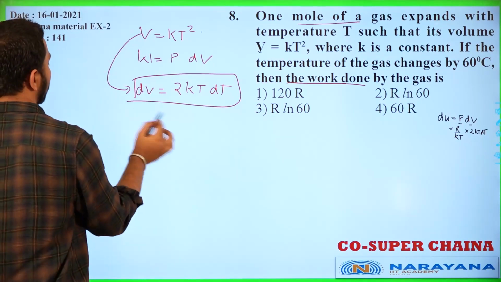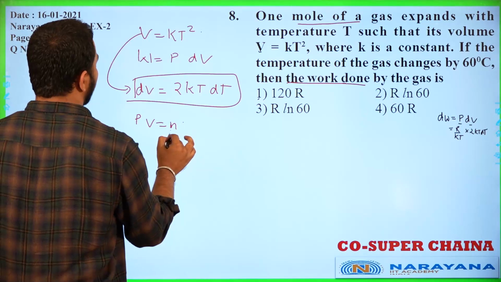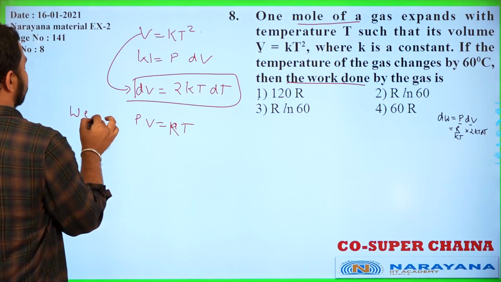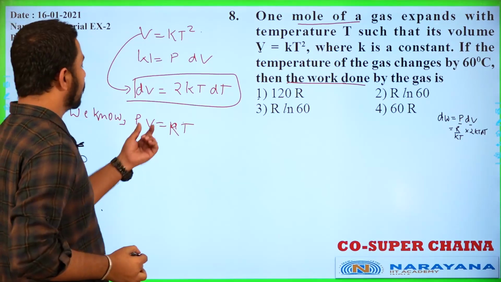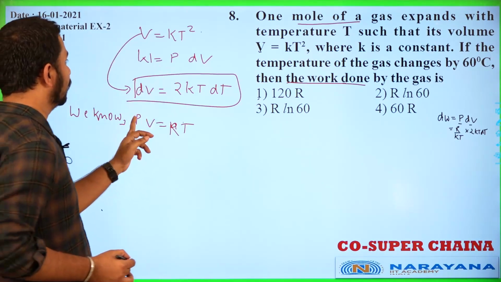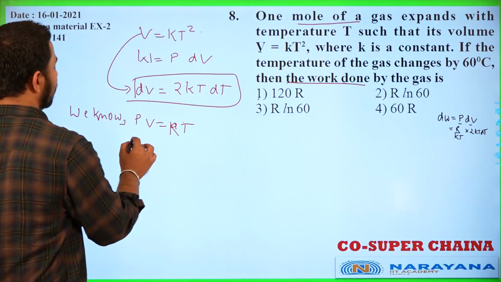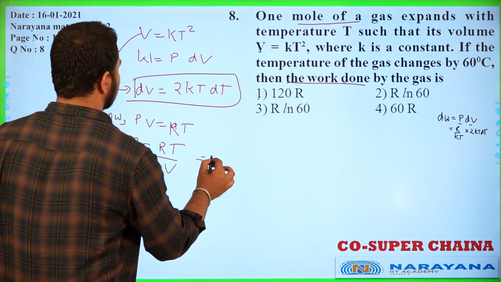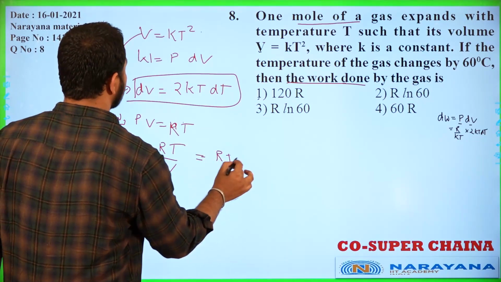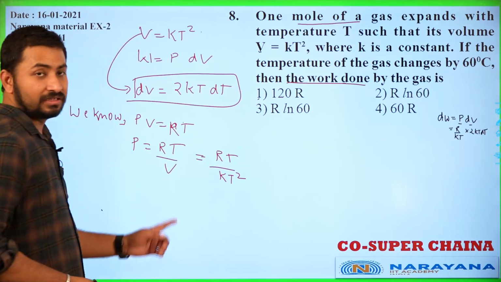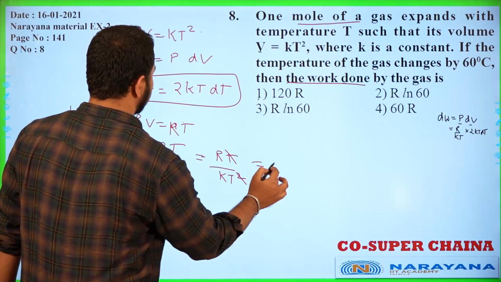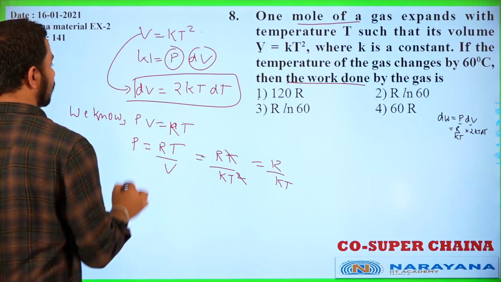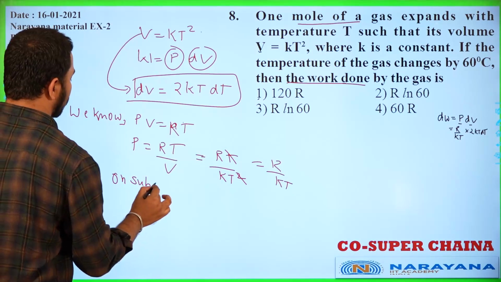Now we know PV equals nRT, or PV equals RT if we are taking 1 mole. So to substitute for P, P can be written as RT by V, and the V value we can write as KT whole square. So RT by KT whole square. This is what we can write. So we are getting P as R by KT. So P we got, dV we got. Now we need to substitute.